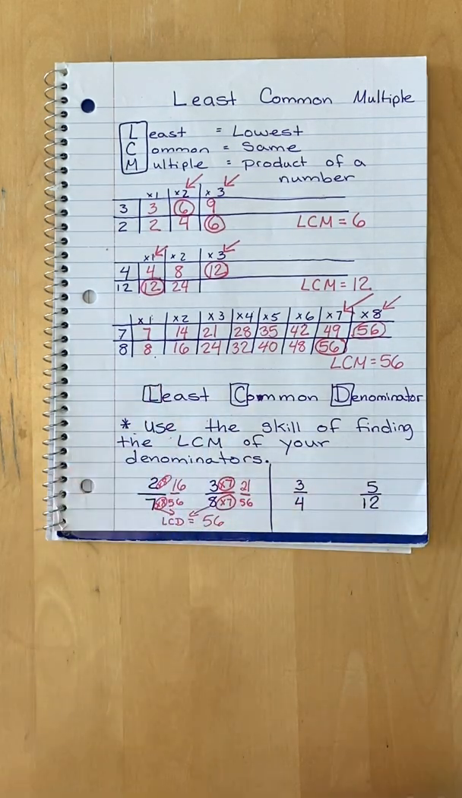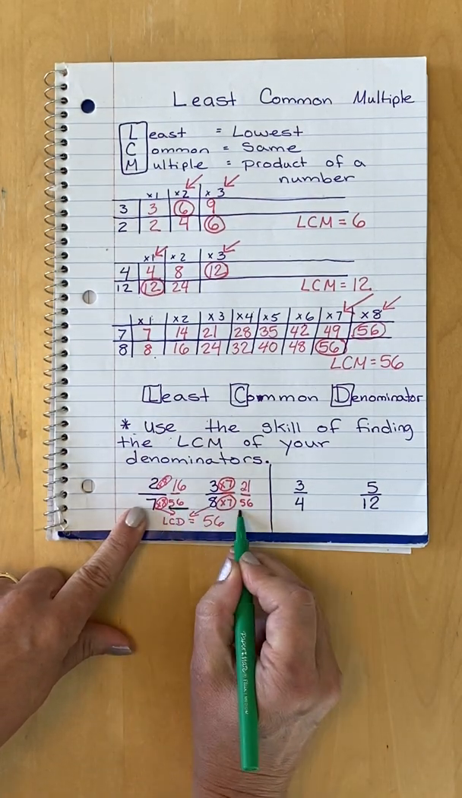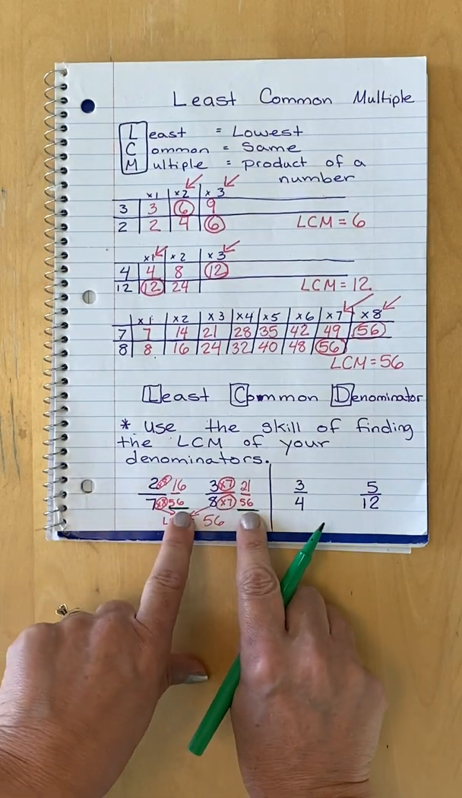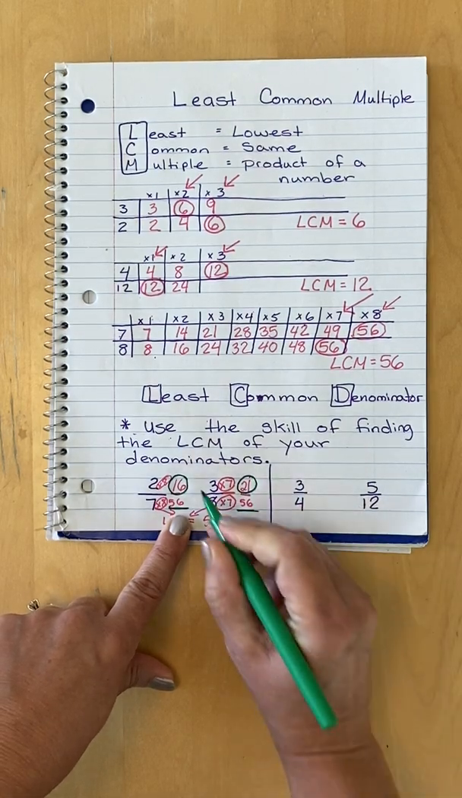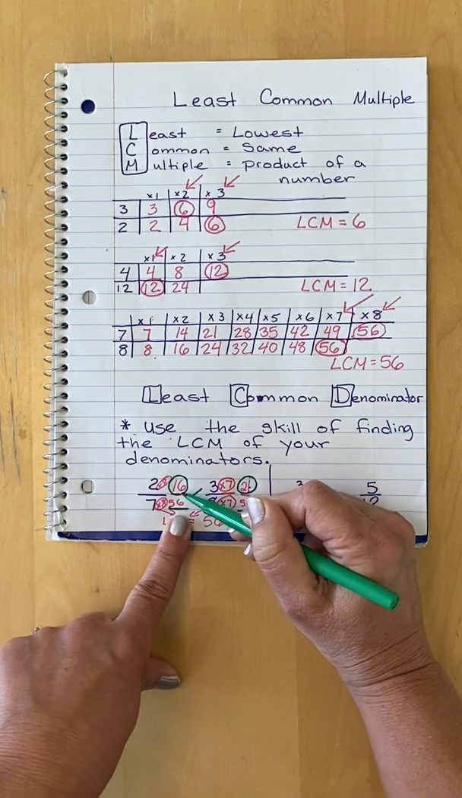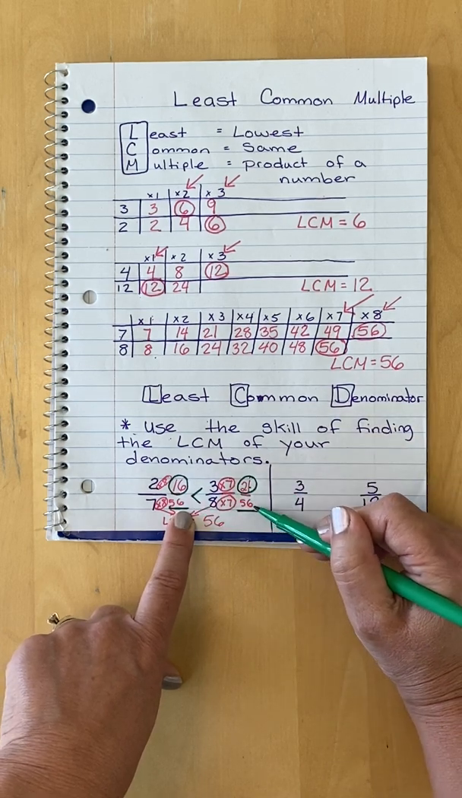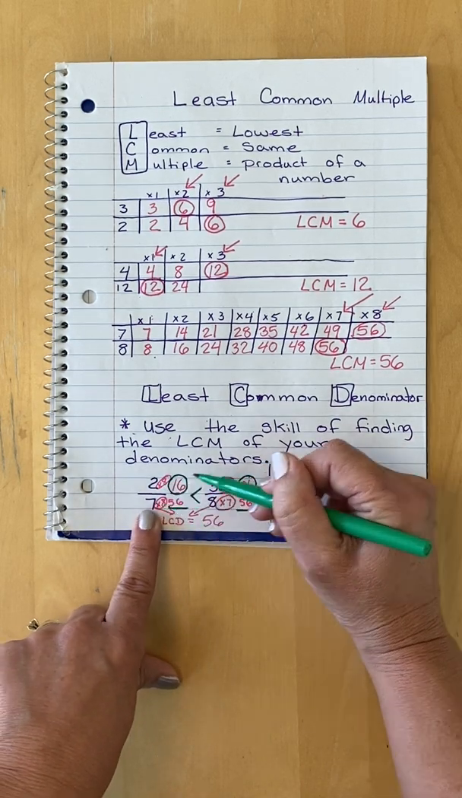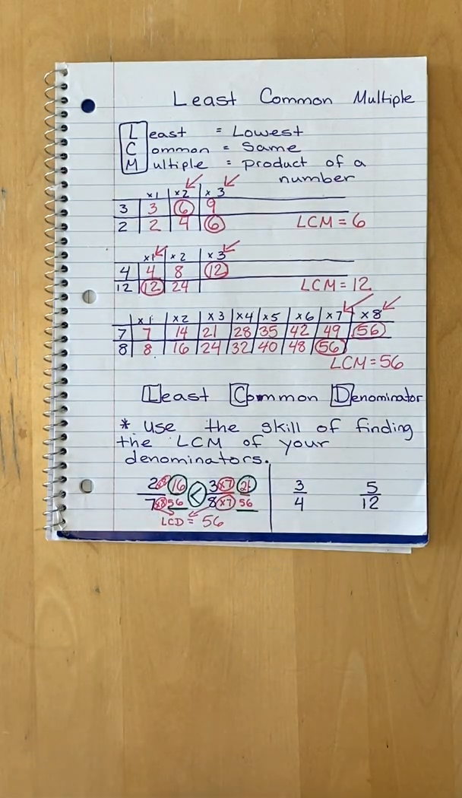Now, when we go to compare these two fractions, we would be looking at the numerators. The denominators match. That means those two have the same size pieces. And if I look at 16 and I look at 21, 16 is less than 21. So 16/56, I have less pieces than if I had 21/56. So 2/7 is less than 3/8.